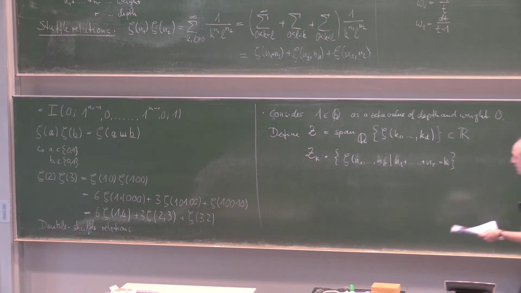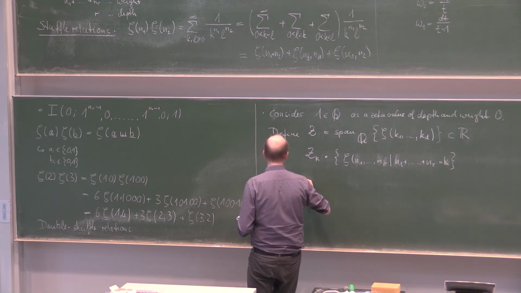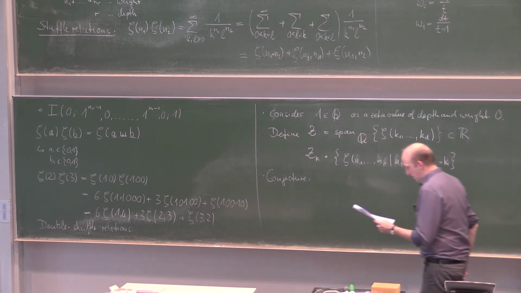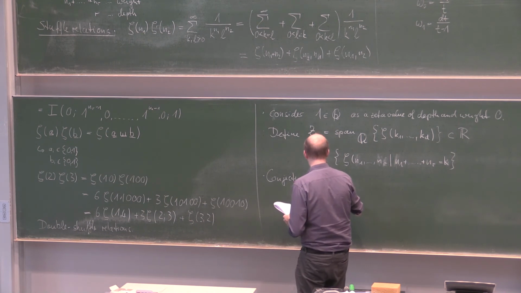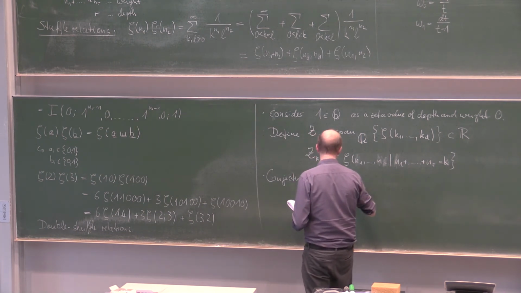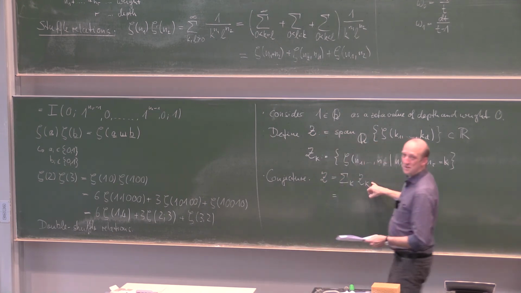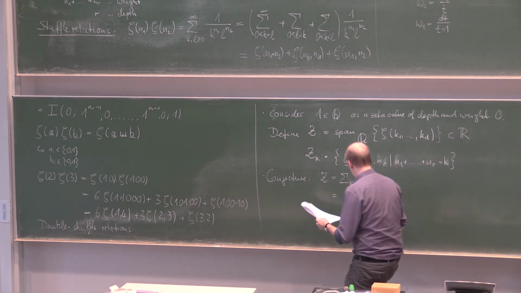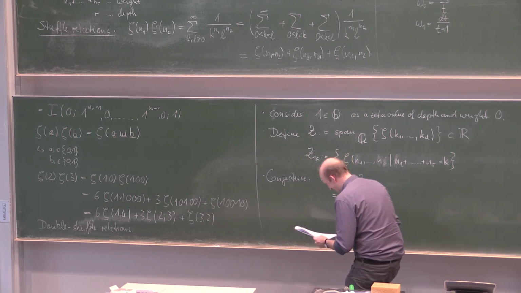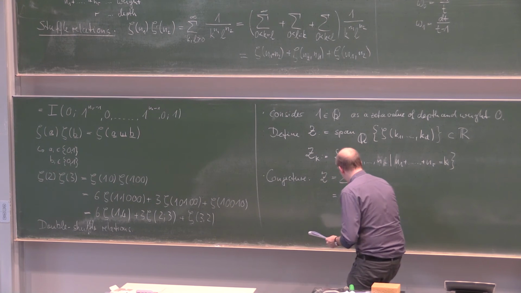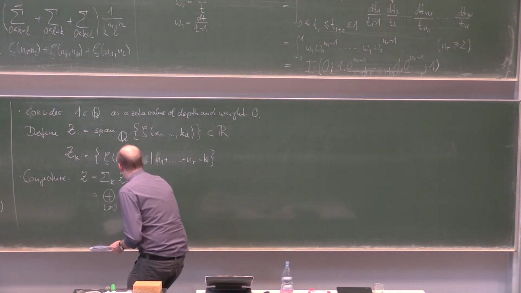And the conjecture is that one can describe the space of all multiple zeta values as Z equals the sum over k of Zk, but this wouldn't be too surprising. But what I want to dwell on is that this is actually a direct sum over all the spaces Zk.